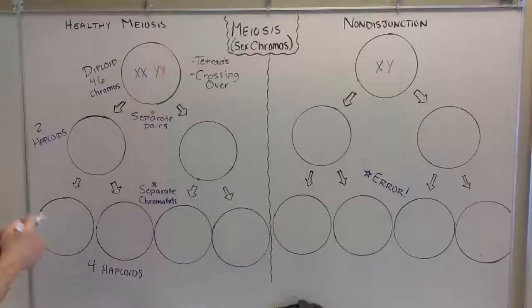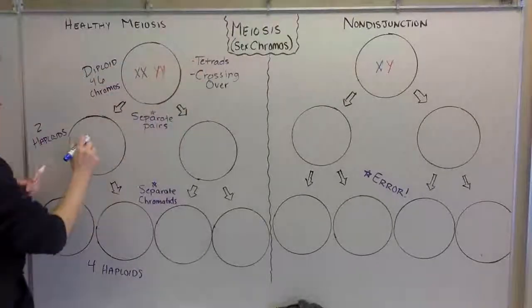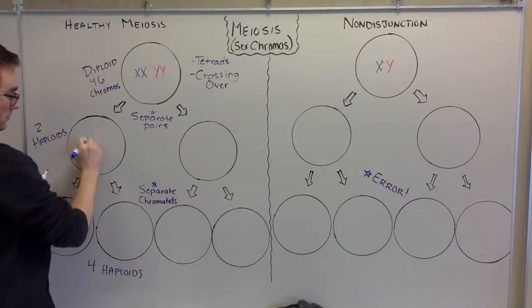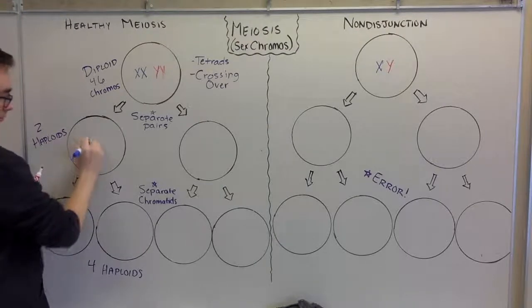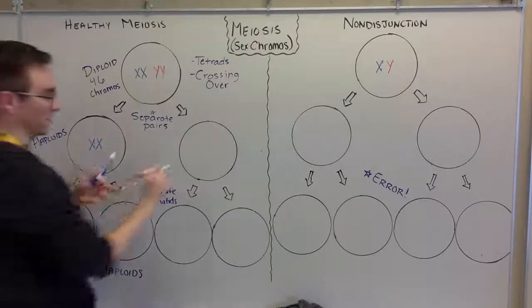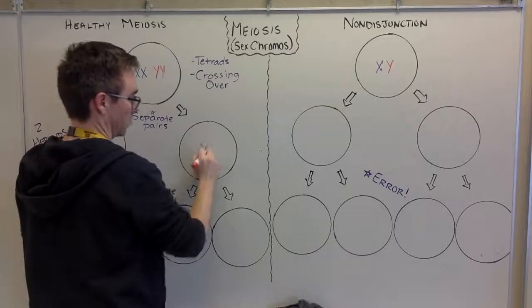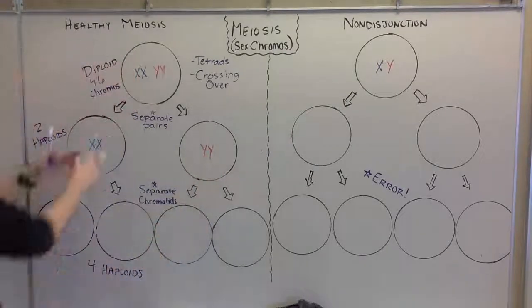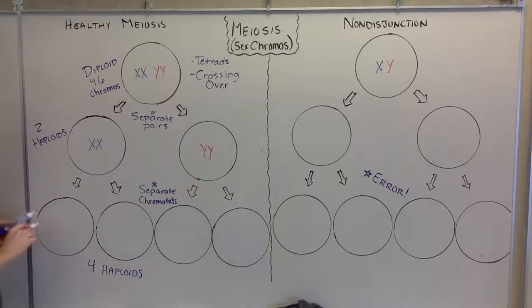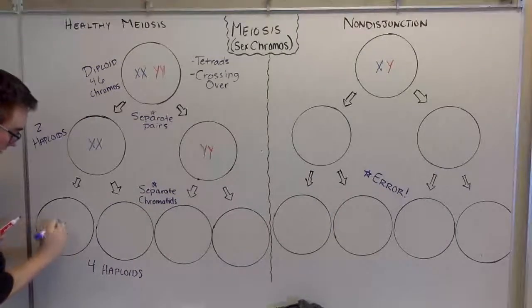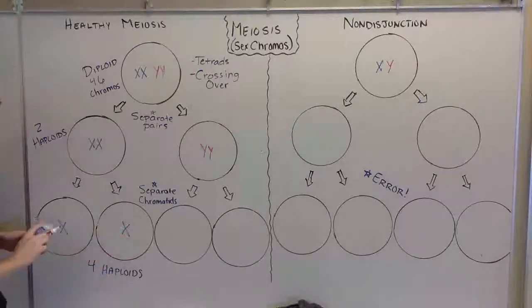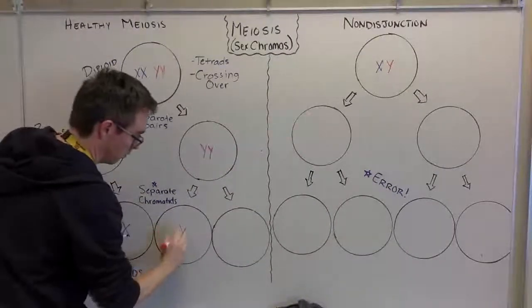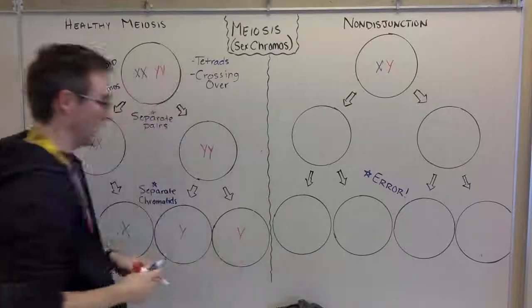All right, which means I'm going to separate the homologous pairs. So the X's would go here, those Y's would go here, and then I separate the sister chromatids. So I have an X here, an X here, a Y here, a Y here.